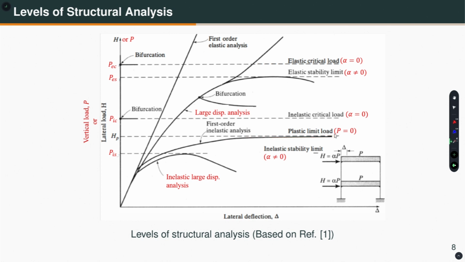What is the plastic limit load? Is the load that you would get if you do a plastic analysis. That means, you just consider the plastic hinges, okay, and do a plastic analysis to get the plastic collapse load. So, this is the plastic limit load, where I am saying that there is no gravity load, I am just considering the lateral load, okay, because if there is gravity load, we got to consider the P delta effect. So, this is the inelastic first order analysis.